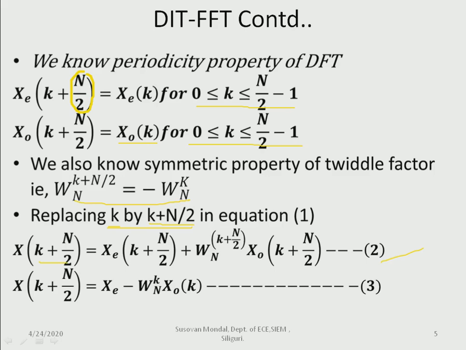Now if I apply the periodicity property, that will be k here. So there is a mistake. We just apply this periodicity property to X even of k, and this is written as X odd of k, and this is given by minus of wn to the power k. So in equation 2 we applied the periodicity property here and the symmetry property here, and we landed on a new equation, equation 3. If you observe equation number 1 and equation number 3, let's go back to the previous slide.